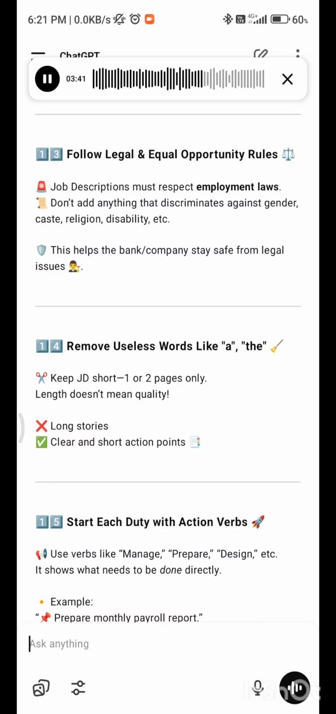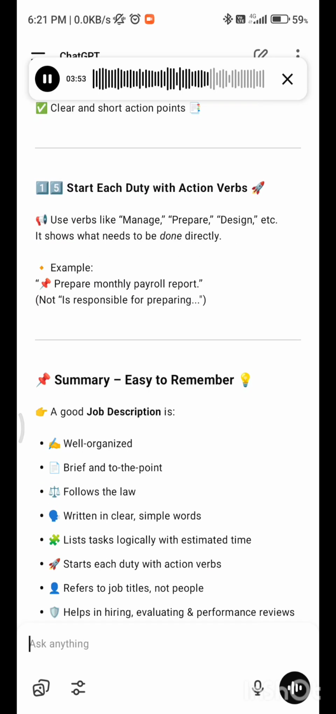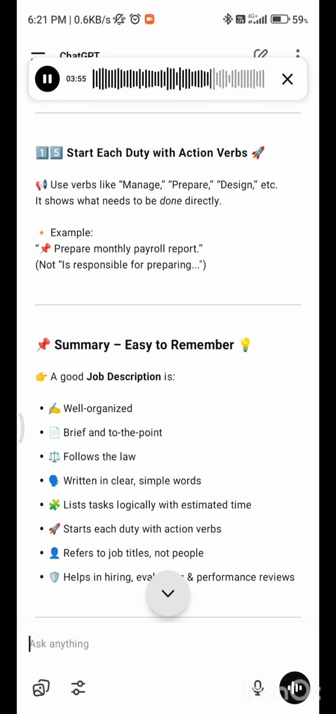14. Keep JD short, 1 or 2 pages only. Length doesn't mean quality. Avoid long stories; use clear and short action points. 15. Start each duty with action verbs. Use verbs like manage, prepare, design, etc. It shows what needs to be done directly. Example, prepare monthly payroll report. Not is responsible for preparing.